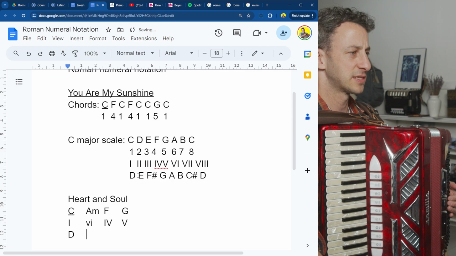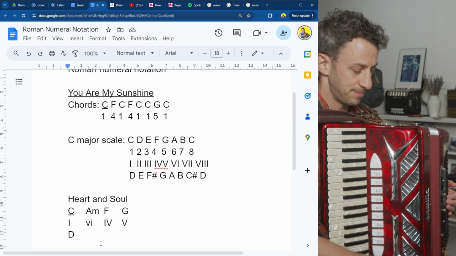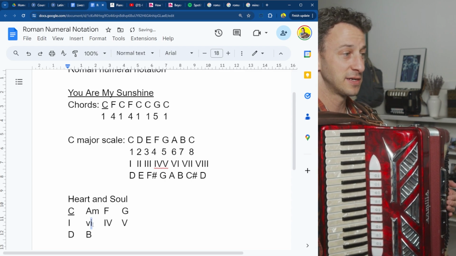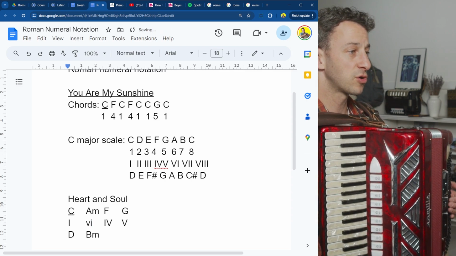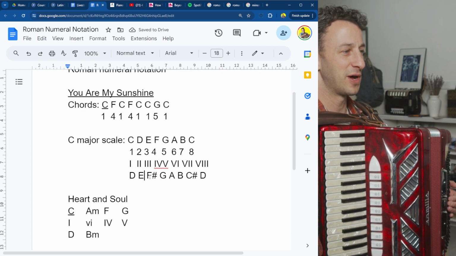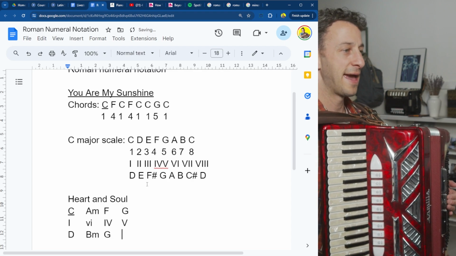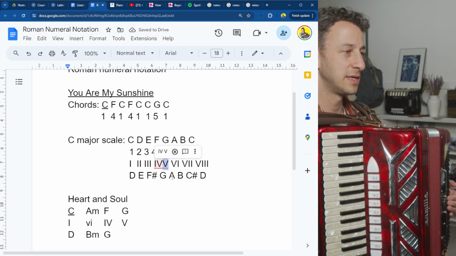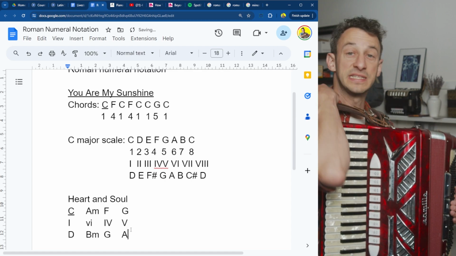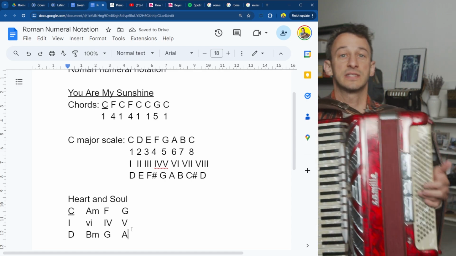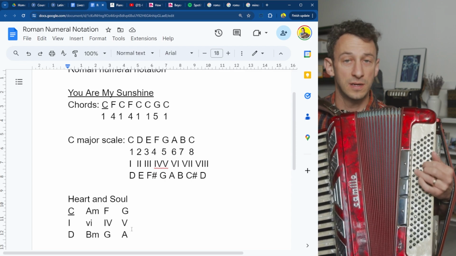What's our 6? 1, 2, 3, 4, 5, 6. It's a B, but it's a minor. B minor. Our 4 chord, spacing is tough, but 1, 2, 3, 4 is a G. And our 5 chord is an A. So Heart and Soul in the key of D major is D, B minor, G, A.